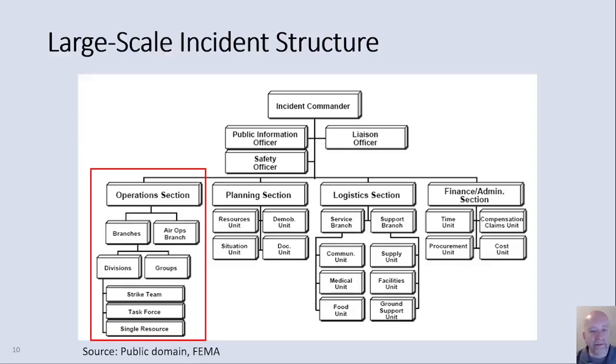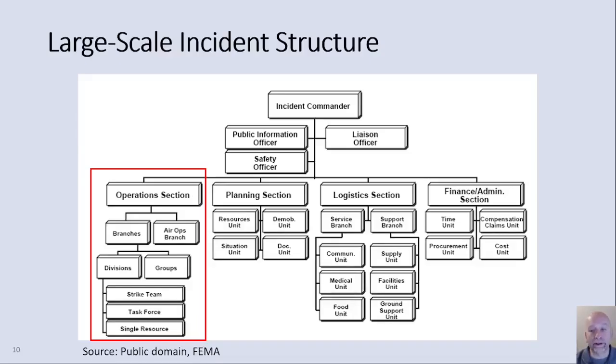So we have these different branches, divisions, groups, strike teams, task force, and resources here. And we need to talk about these because we need to understand what each of these are. So a branch is the organizational level having a functional or geographical responsibility for major aspects of incident operations, and a branch is led by a branch director. So we need to learn this common terminology that's part of the incident command system. A division is the organizational level having responsibility for operations within a defined geographic area. A division is led by a division supervisor.